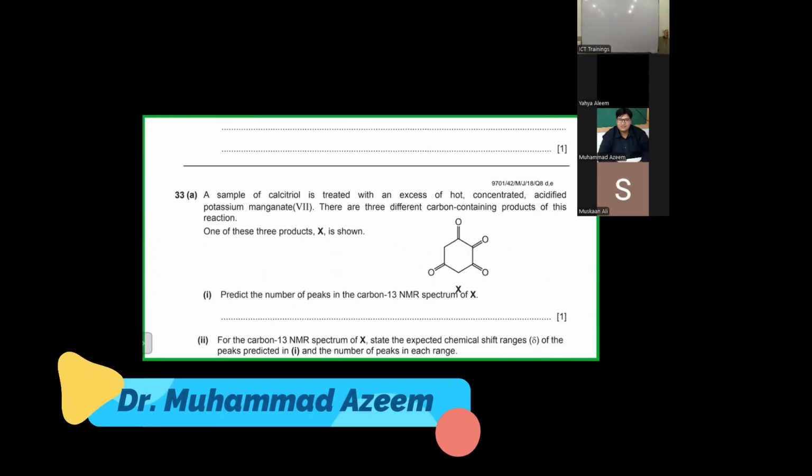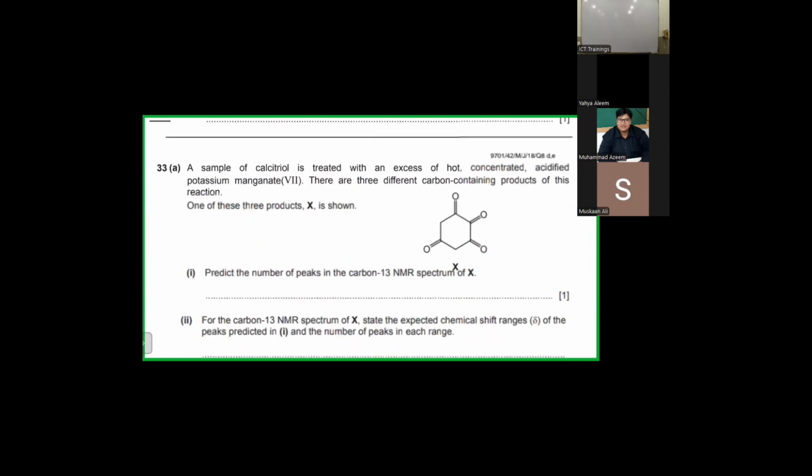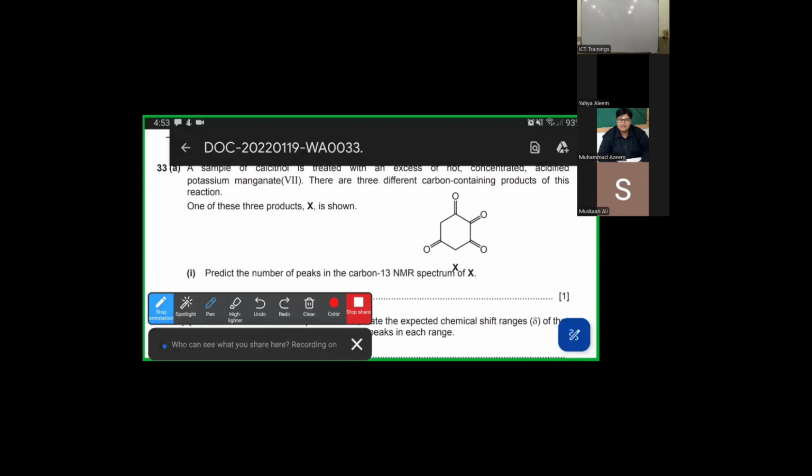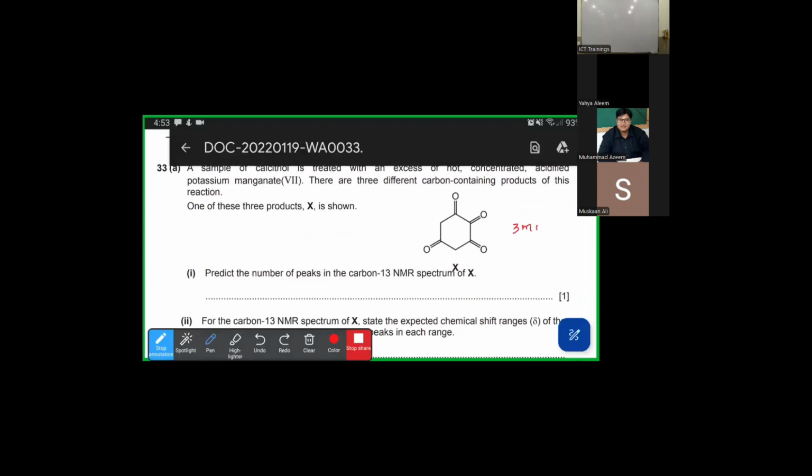Okay, guys. Now everybody do this question, please. Question number 33. You have to find the peaks with respect to carbon 13 NMR. I'm giving you 3 minutes. Just tell me about it. Find out how many peaks for carbon 13 are possible for this compound.